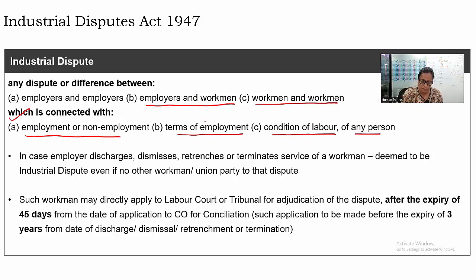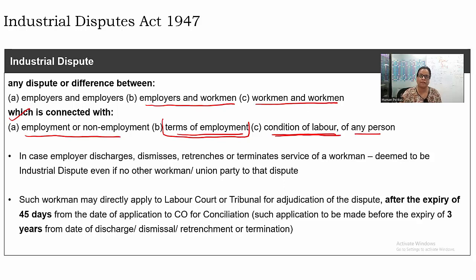Okay. Coming on to the terms of employment. Again, there is an agreement at the time of employment between the employee and the employer, right? So the dispute might be in connection with those terms and conditions of employment. For example, it may be with respect to wages, benefits, or leave entitlement, or the dispute may be with respect to any contractual obligation of the employer or the employee, right? Okay, coming on to the third part, that is conditions of labor.